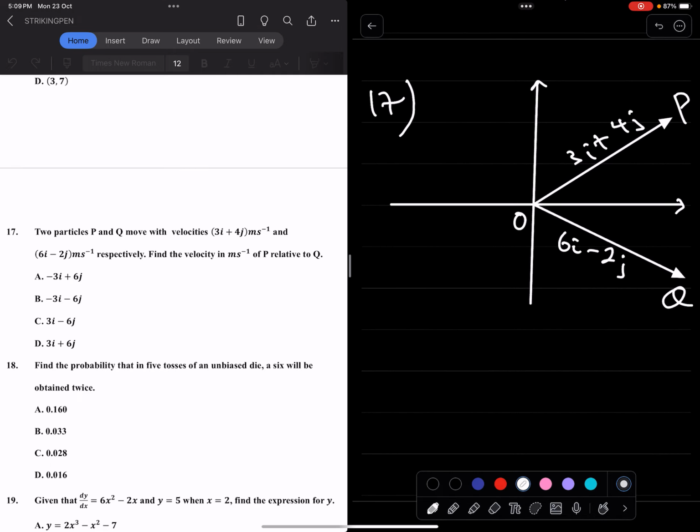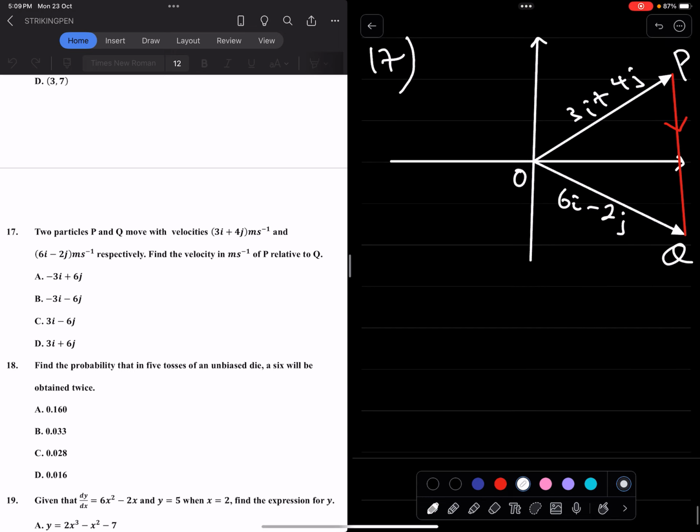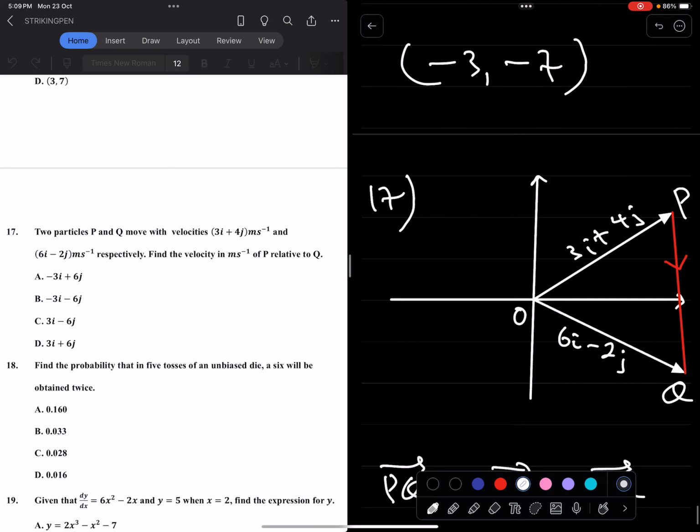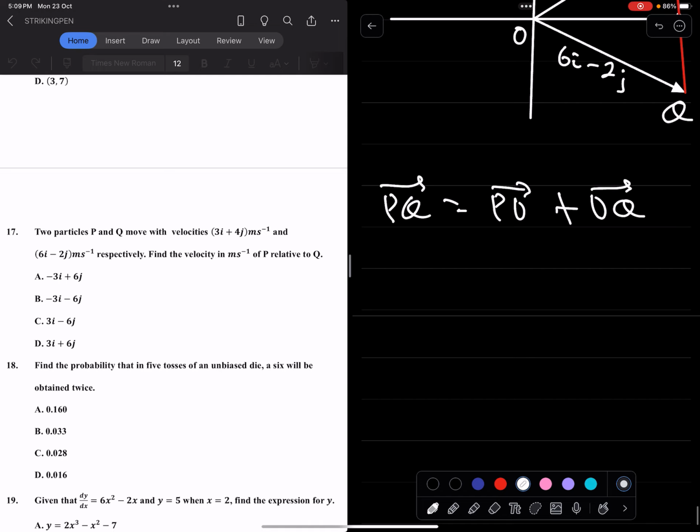Let me just do this. The velocity of P relative to Q. This is PQ. And PQ is the same as PO plus OQ. PQ equals PO plus OQ. And I know that PO is the same as minus OP. So that simply means minus OP plus OQ.